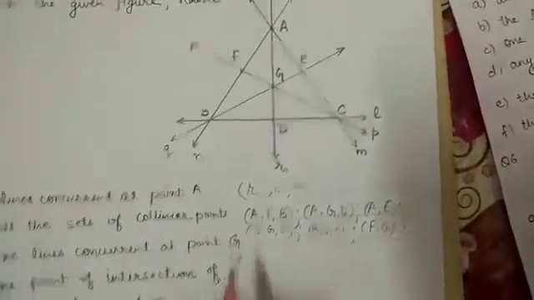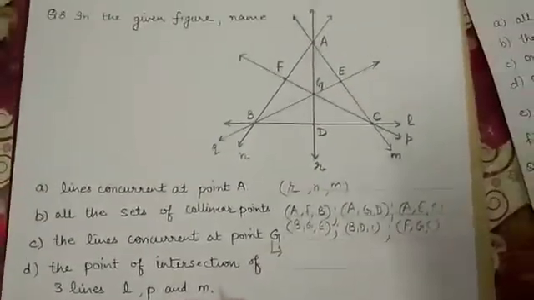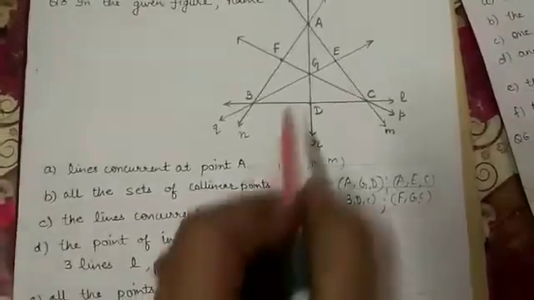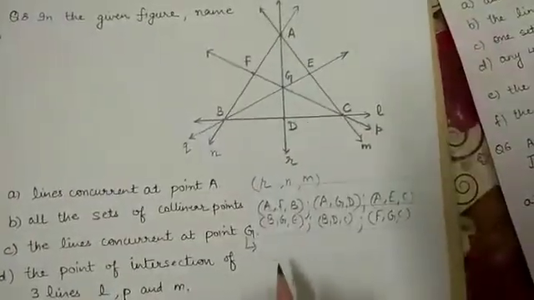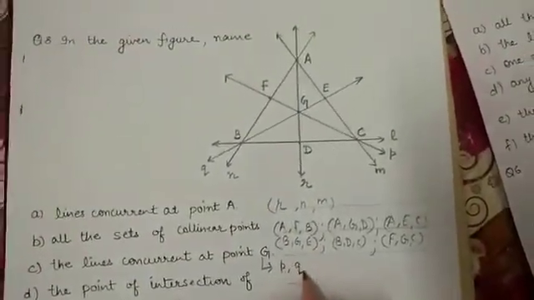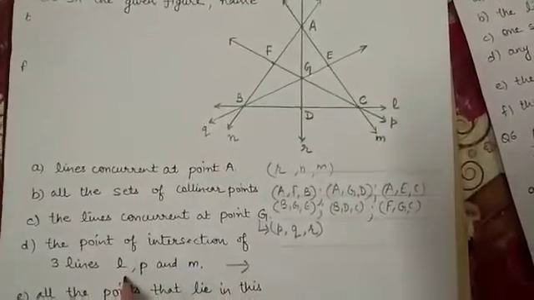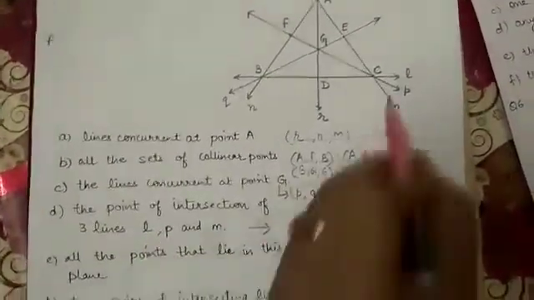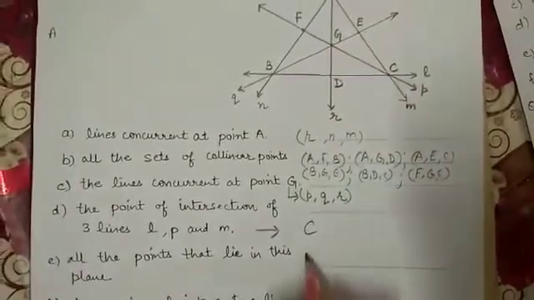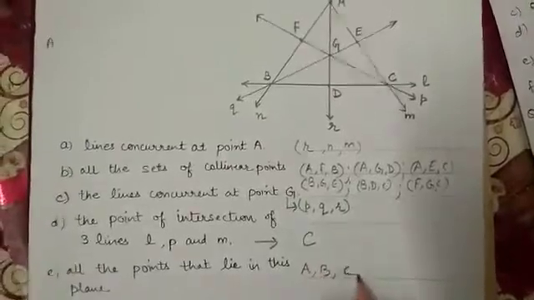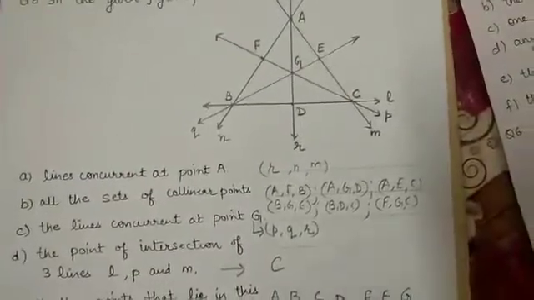Now the answer of part C here, lines concurrent at point G. From point G, line R, line Q and line P are passing. That is P, Q, R. Point of intersection of 3 lines L, P and M. See here. This is the point C. All points that lie in this plane: point A, B, C, D, E, F and G.